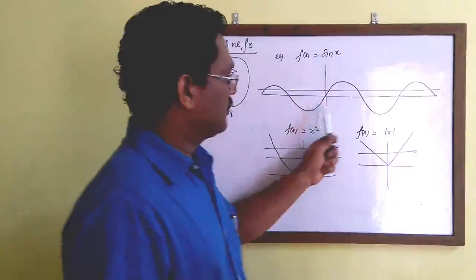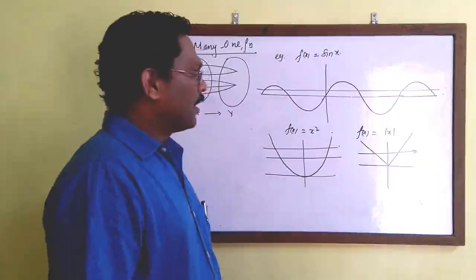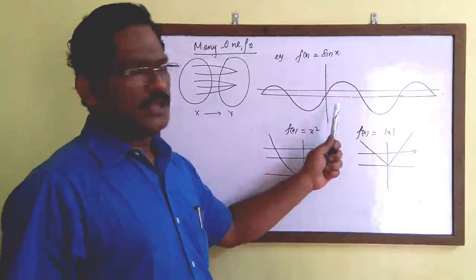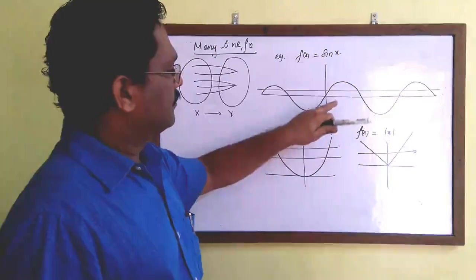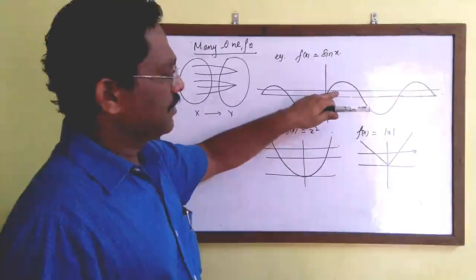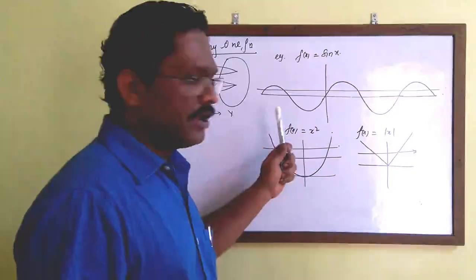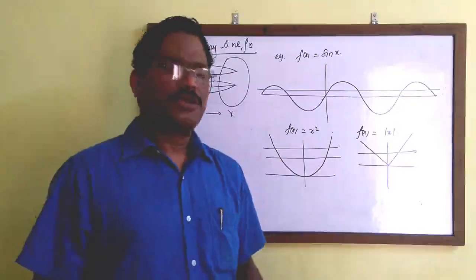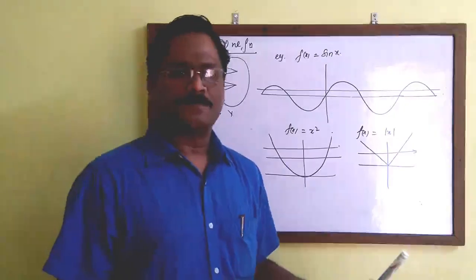So all of them are many-one functions. So this is the first method, the graphical method. Again I'll repeat: if a straight line drawn parallel to the x-axis cuts a graph at more than 1 point, it has to be a many-one function.